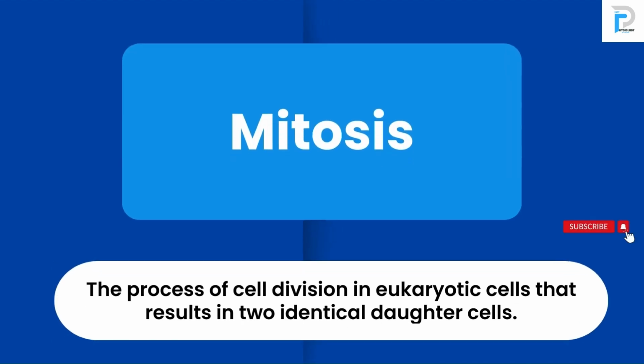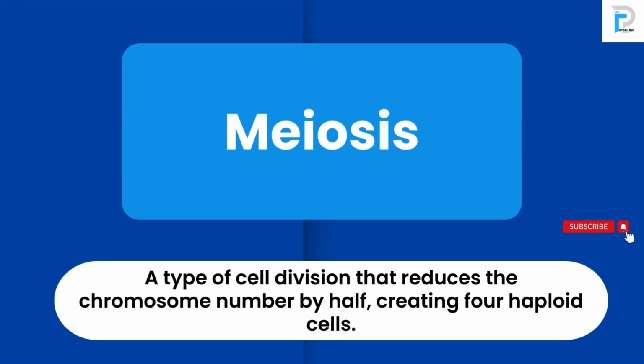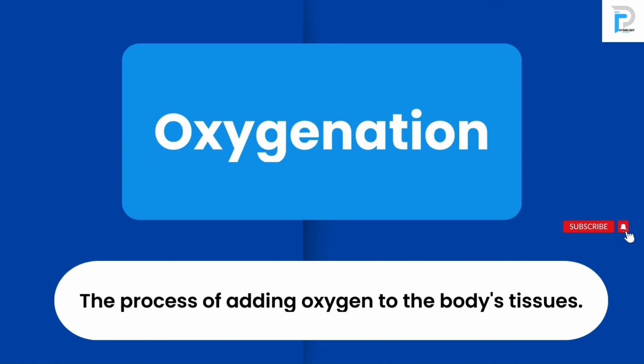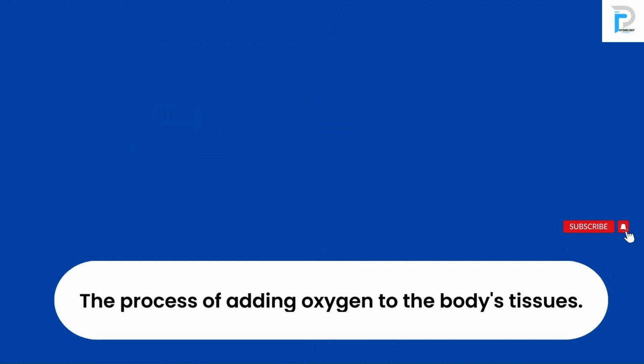Mitosis. The process of cell division in eukaryotic cells that results in two identical daughter cells. Meiosis. A type of cell division that reduces the chromosome number by half, creating 4 haploid cells. Oxygenation. The process of adding oxygen to the body's tissues.